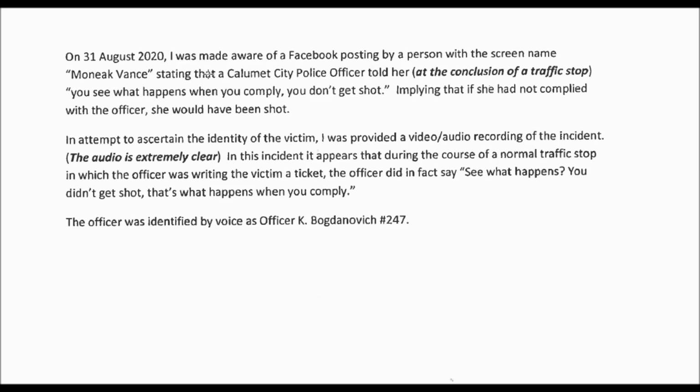So the chief of police is complaining about this guy who is his underling. And keep in mind the maxim of respondeat superior, whereby the superior is responsible for the actions of his subordinates. According to the information from the public, his underling made a statement that goes like this: you see what happens when you comply, you don't get shot. Implying that if she had not complied with the officer, she would have been shot.